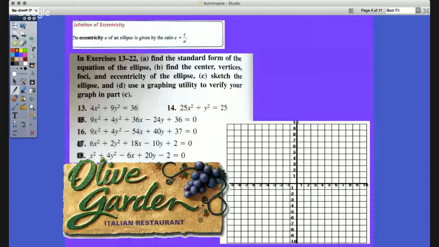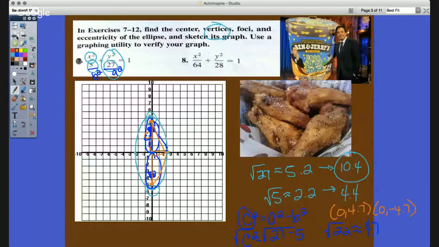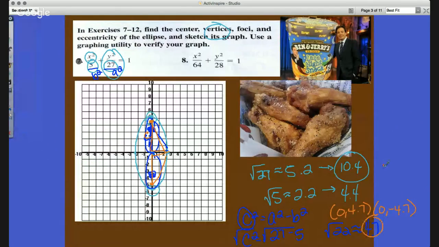Oh yeah, and also is eccentricity. I can look at that a little bit more in class, but if you see that on your homework, you can just identify with this. It's always my C over my A. So my C in this case was 4.7. Okay, my A is 5.2. So if I take 4.7 and divide by 5.2, I should get a decimal, so 0.904.